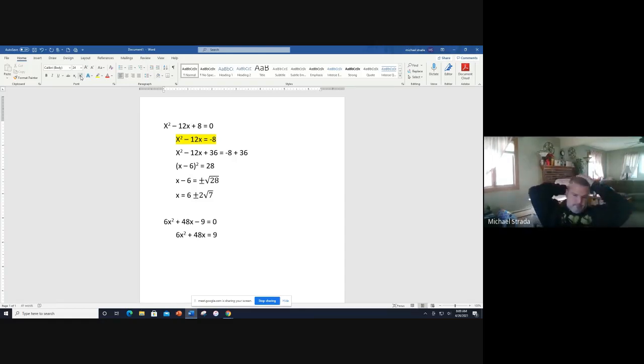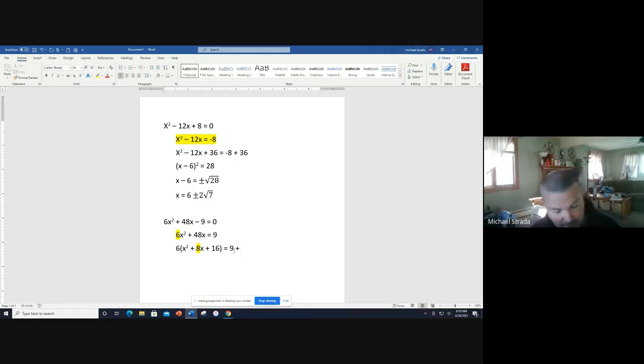Now, whatever the number is, the coefficient of x squared, you're going to factor that out. So in this case, it's 6. We're going to pull that 6 out. And we're going to have x squared plus 8x. And now we're going to take this number, like we did in the last problem. We're going to cut it in half and square it. So half of 8 is 4. 4 squared is 16.